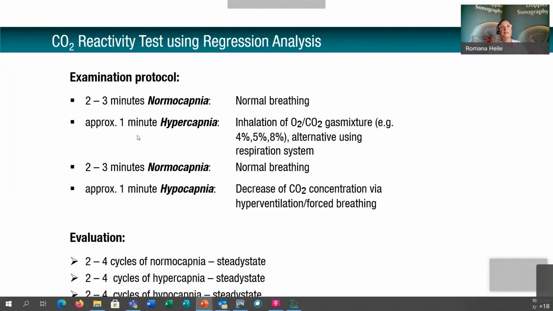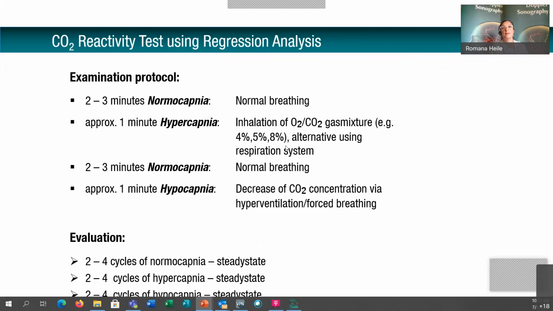Then we need 1 minute of hypercapnia, which means that we have to increase the CO2 concentration. These tests usually use a predefined O2 CO2 gas mixture with 4%, 5%, or 8%. What would be best depends on the paper the user is using as a reference. If you look at the literature, there are different suggestions for the CO2 O2 gas mixture.